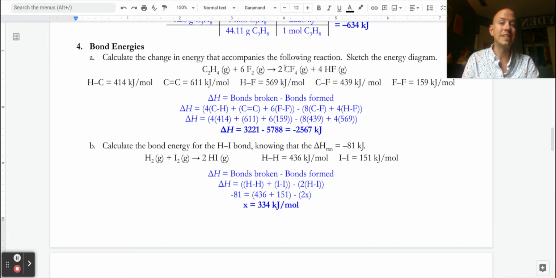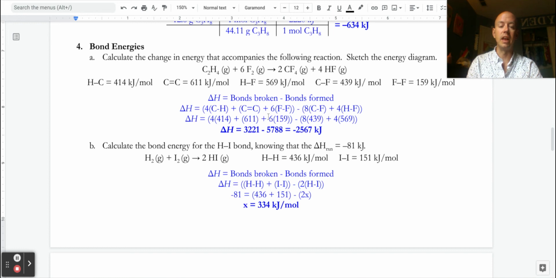Within 2 CF4s, that means that each C is bonded to 4 Fs, or I have 4 C to F bonds, and I have 2 sets of that, or 8 C to F bonds. With the 4 HFs, I have 4 H to F bonds. So it is very valuable to take the time to write this step out, to keep track and to add up all of your bonds. And if you haven't already been asked to do drawings of the structure, it's usually worth the time to do a quick sketch so that you can count how many bonds are broken and formed.